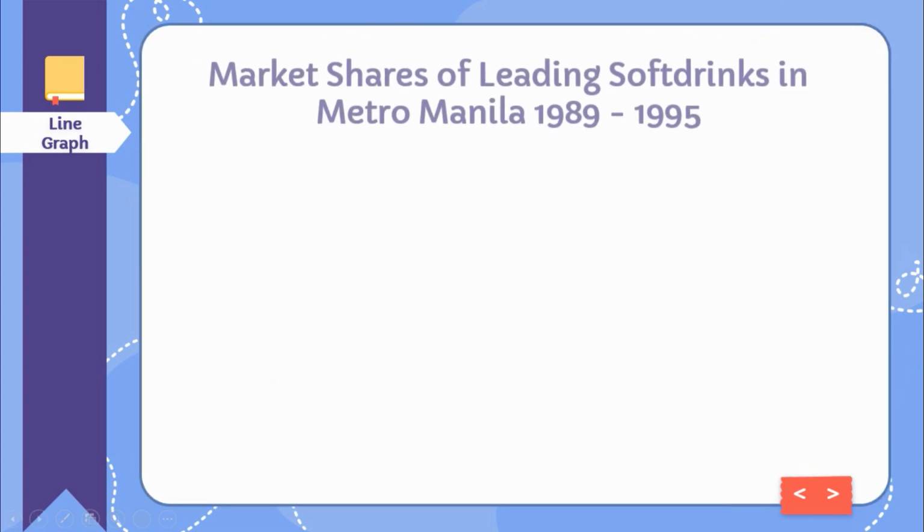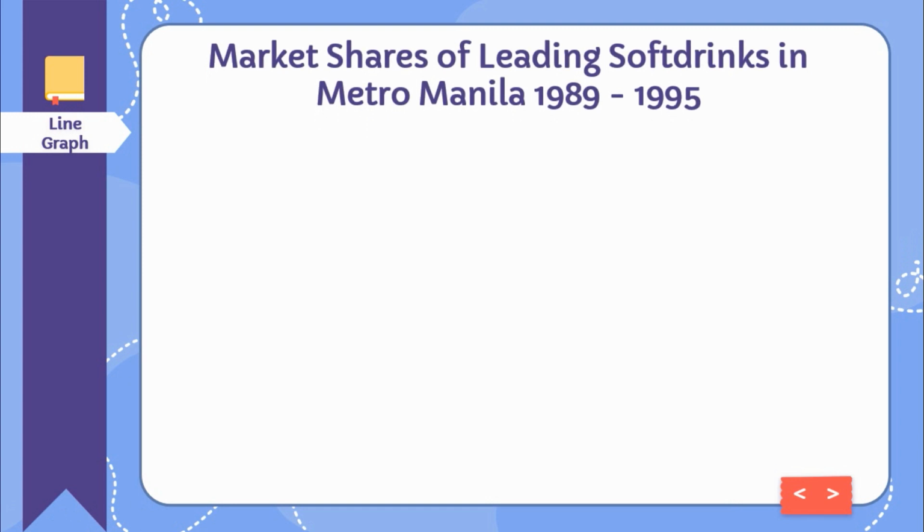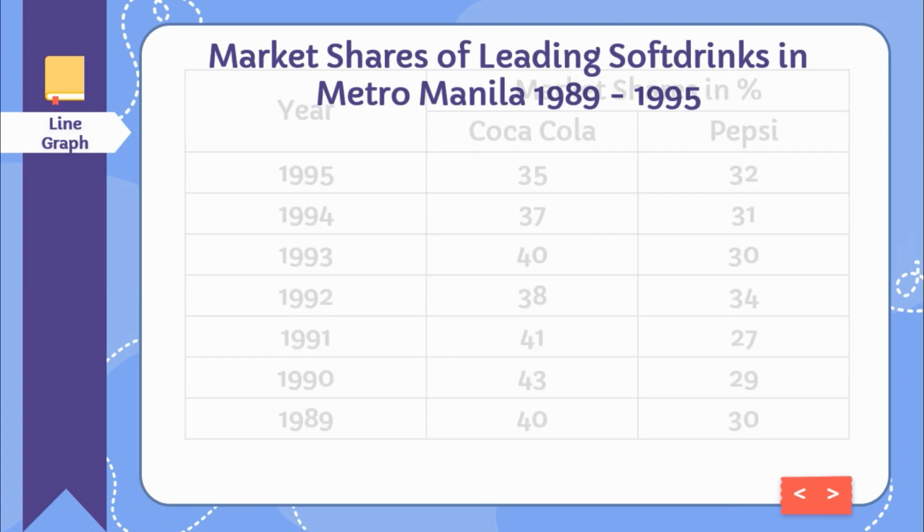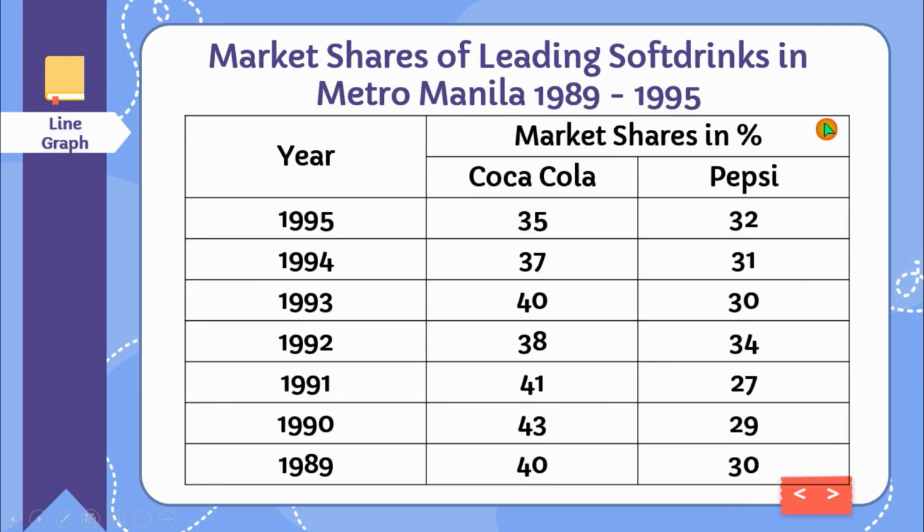Okay? So I have here data, my organized data already, and this is all about the market shares of leading soft drinks in Metro Manila during the period 1989 to 1995. So in the first column is the year, and ito naman yung market shares in percentage. Okay, kung frequency yung nakalagay, it doesn't matter. Pwede naman ding frequency yun, yung pagbasehan natin sa paggawa ng line graph. Okay, eto yung percentage ng leading soft drink natin, which is the Coca-Cola and the Pepsi.